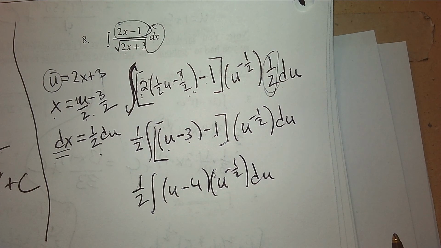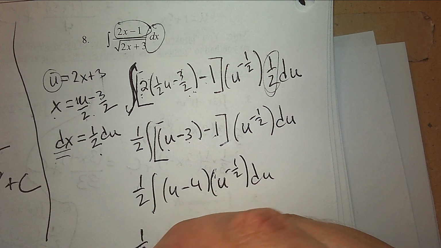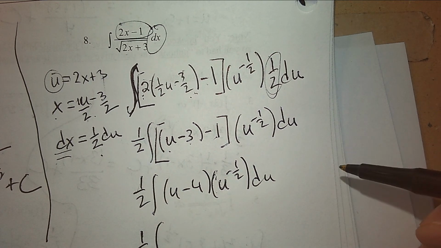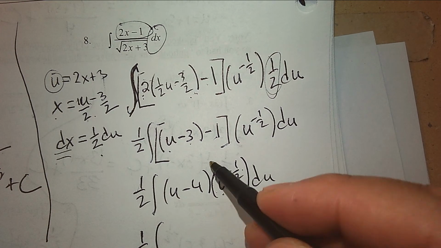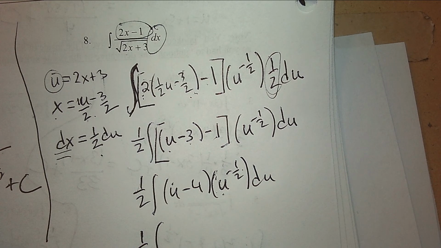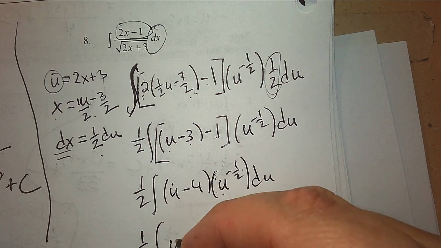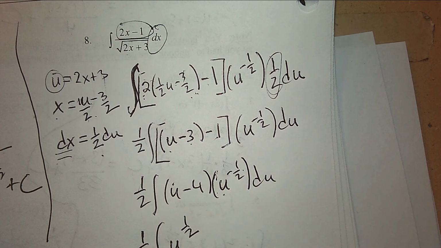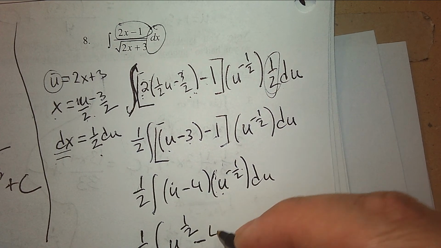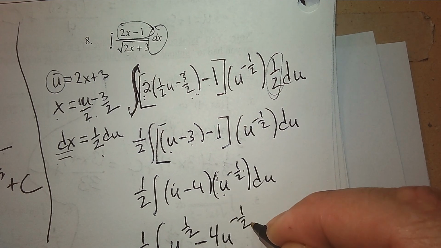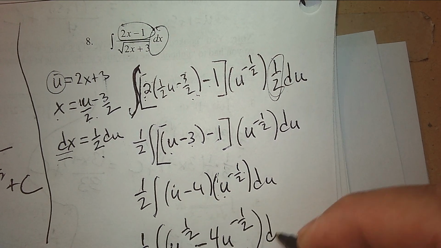Distribute. U to the negative 1/2 times u. Add the exponents. What do you get? Good. Minus 4u to the negative 1/2. Now we're ready to integrate.